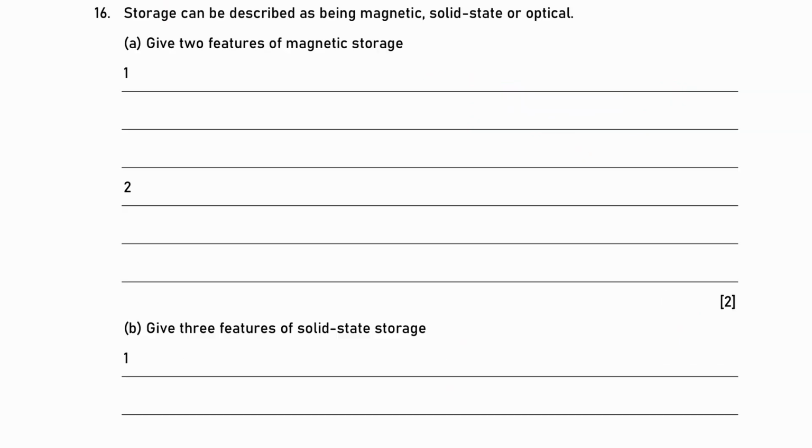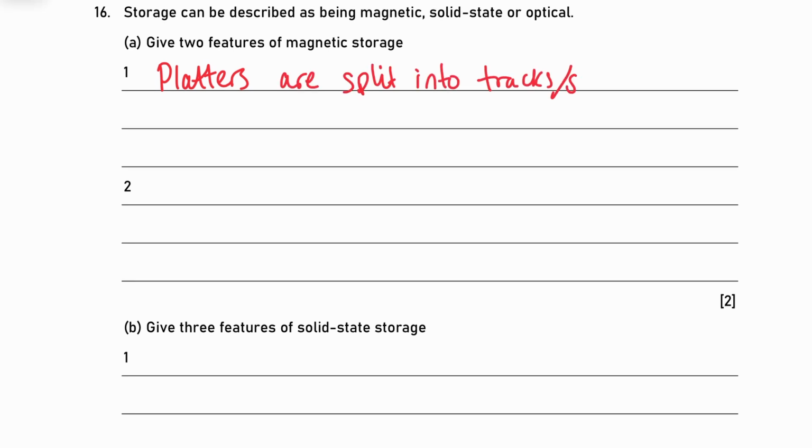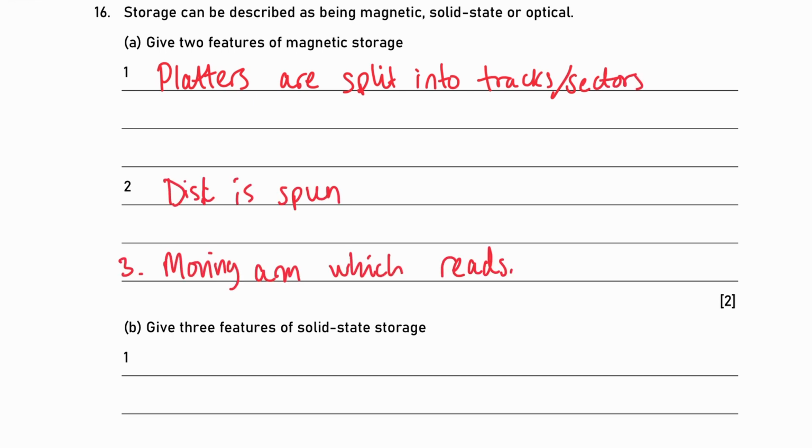And here we have 2 features of magnetic storage, and we need to refer to the platters, which are the magnetic disks inside the HDD, and platters are split into tracks and sectors. Again, if you're unfamiliar with this, please go back and watch the video. The disk is spun and there is a moving arm which reads the data. So quite a complex process that goes on with magnetic storage.